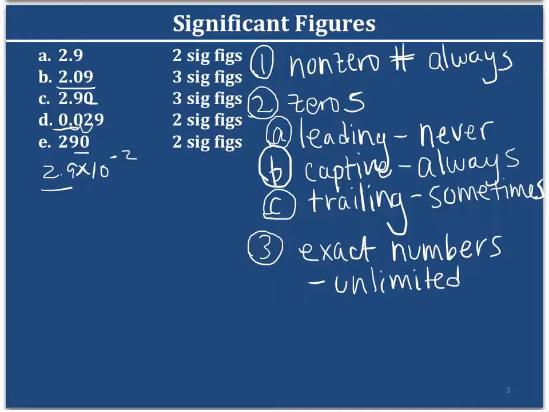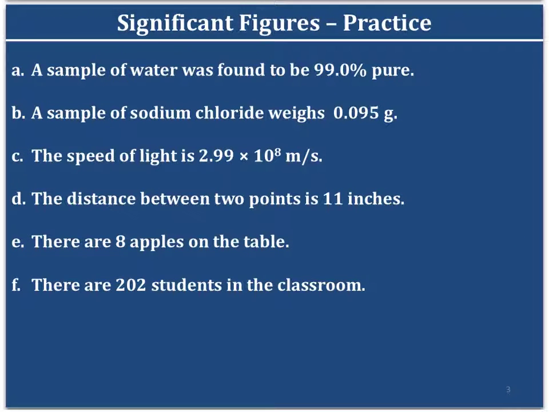Another example of something that has unlimited sig figs is a conversion factor. So 12 inches equals 1 foot. That is an exact conversion, so we're not thinking about them in terms of sig figs. They would have unlimited sig figs. Okay, so here are some examples. Why don't you go ahead and try them, and then as soon as you think you have all the answers, come back and see if you got them all correct.